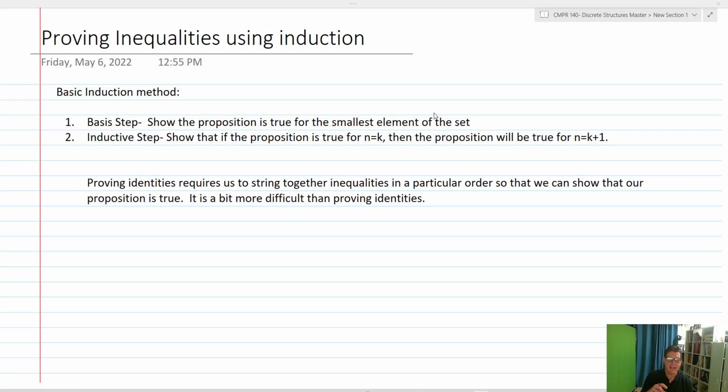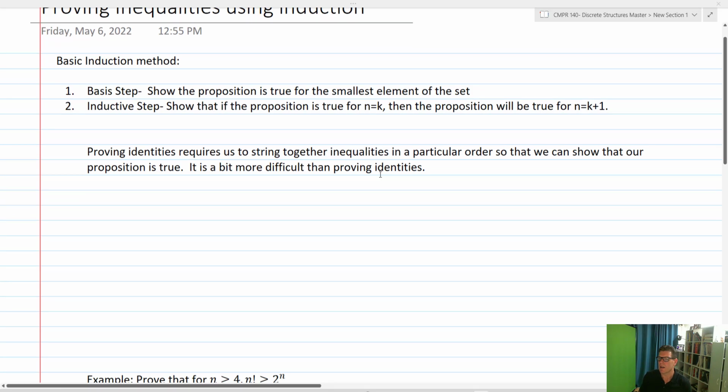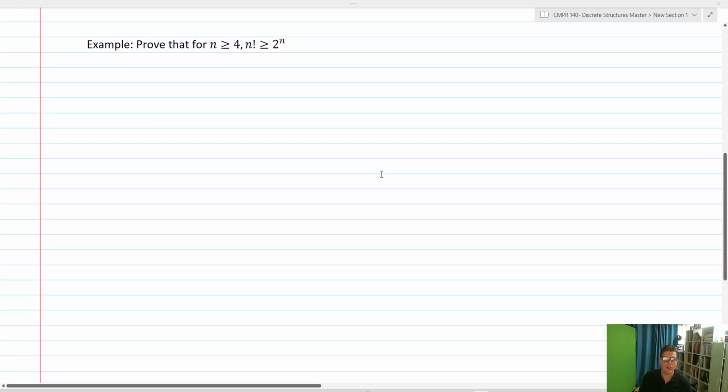Proving identities or inequalities requires us to string together inequalities in a particular order so that we can show that our proposition is true. It's a bit more difficult than proving identities. It's a little less straightforward, but it's not too terrible. All we've got to do is think to ourselves, how do I make the statement that one thing is greater than or less than another? So let's take a look at an example.